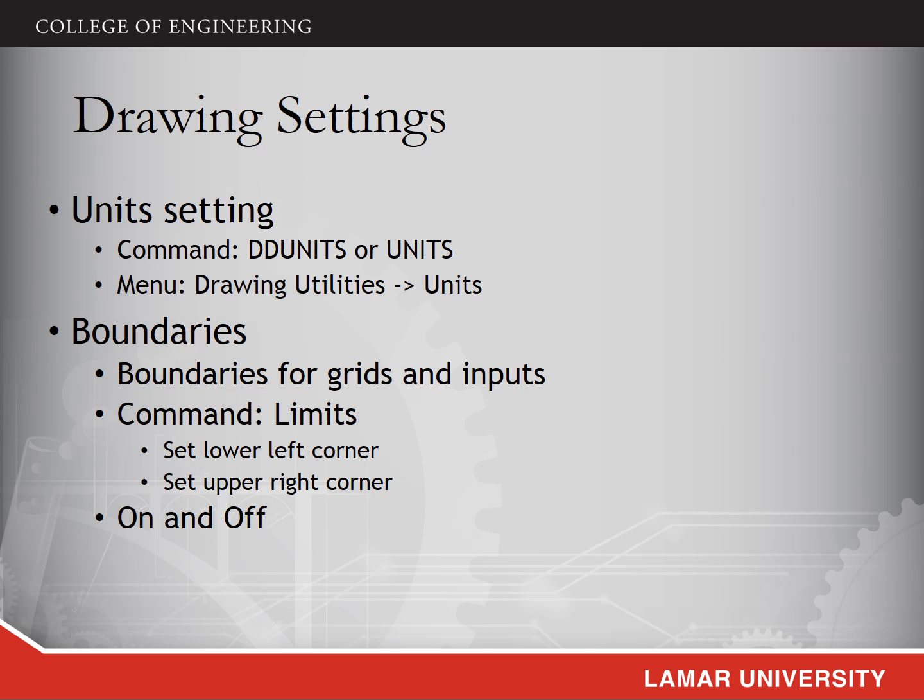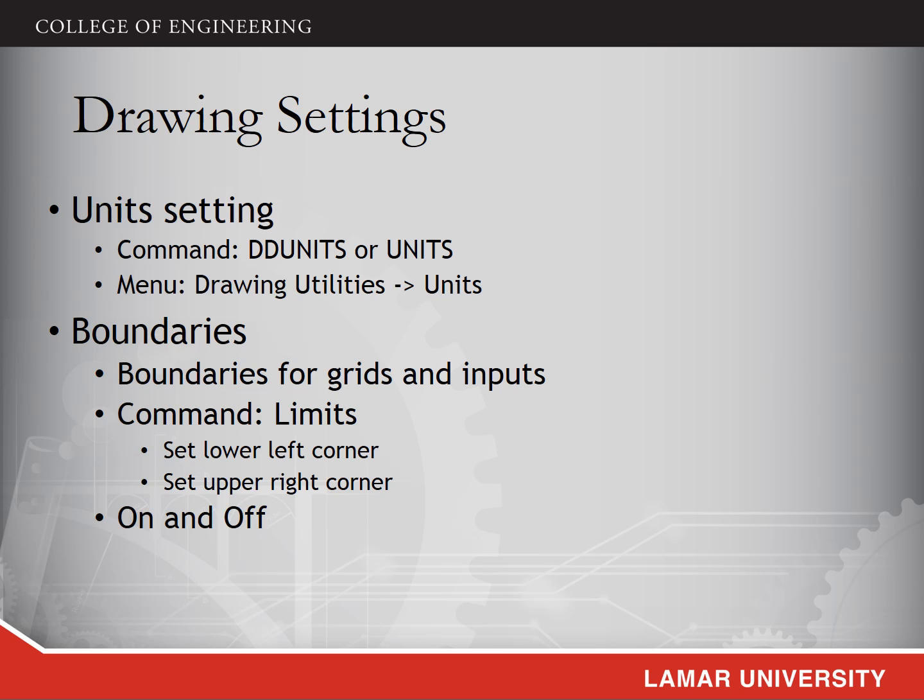To set the units in AutoCAD, you actually have two methods. The first one is using the command window. You can type the command dd_units or units to change the type and the format of the units. You can also use the menu bar, go to the drawing utility and units to complete that work.